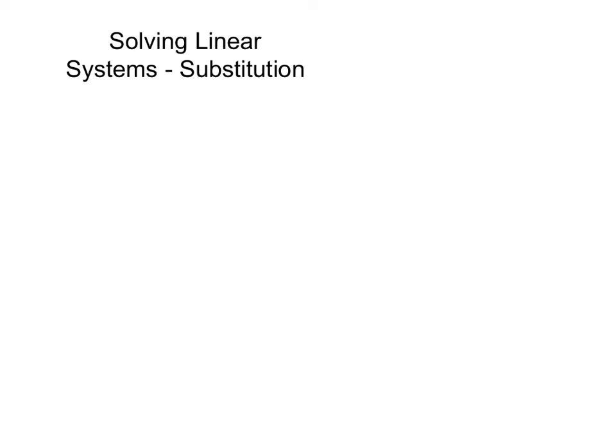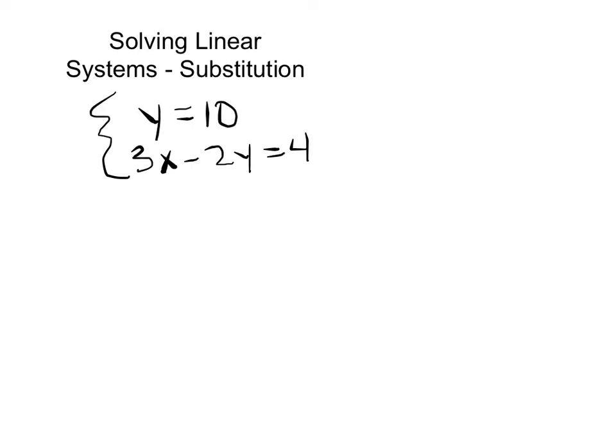Right, we're going to look at solving linear systems using the method called substitution. So let's start out with a system that you could probably actually solve already. Let's look at y equals 10 as one equation and 3x minus 2y equals 4 as the second equation. When we solve linear systems using substitution, what we do is we substitute one variable into another equation. So here we know that y equals 10, and we have a y in the second equation. Since y equals 10, we can substitute that for the y in the second equation.